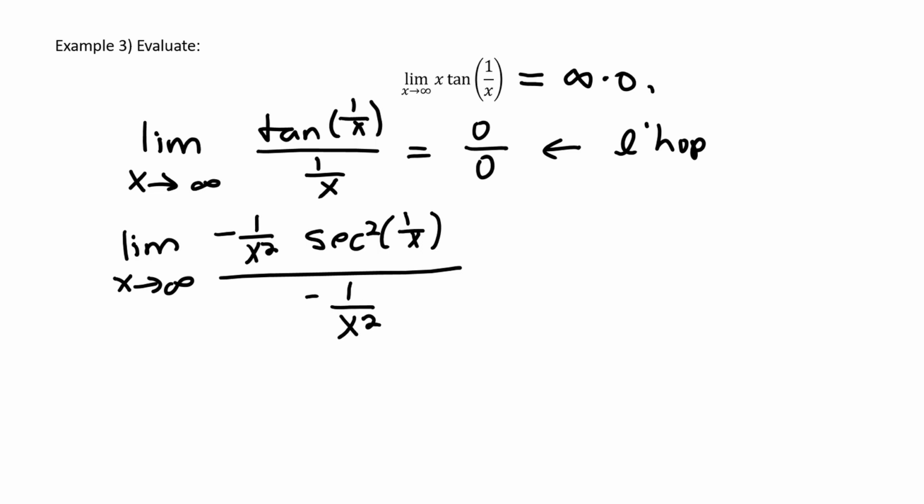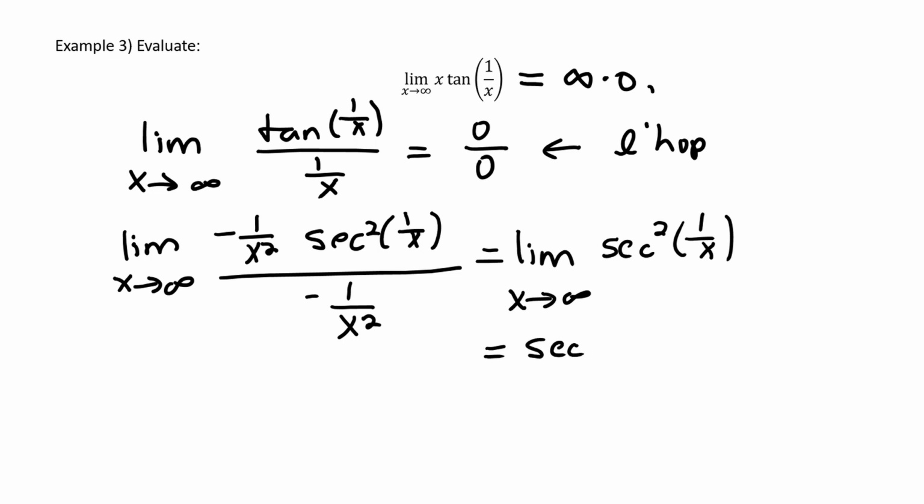Now, algebraically, the negative 1 over x squareds cancel, so we can simplify this as the limit as x goes to infinity of just secant squared of 1 over x. Now we can take the limit. As x approaches infinity, 1 over infinity approaches 0, so we're looking at secant squared of 0, and that is 1.